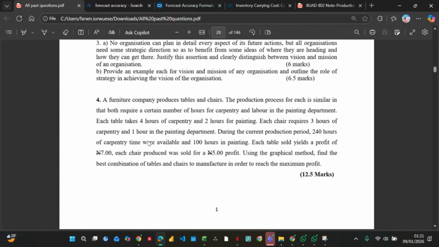So here we are looking at X and Y, and our X is carpenter work, and we are looking at level. This will carry a whole 12.5 marks.